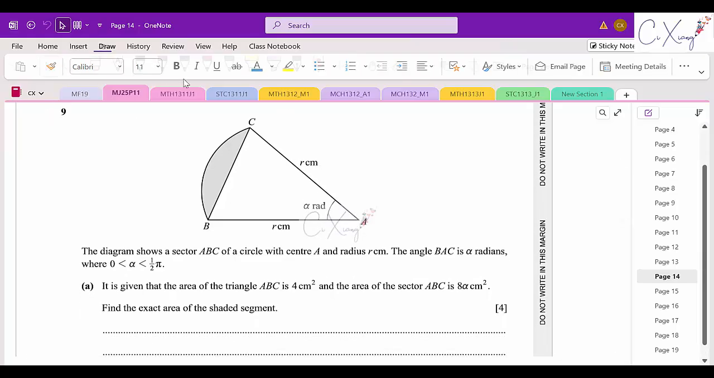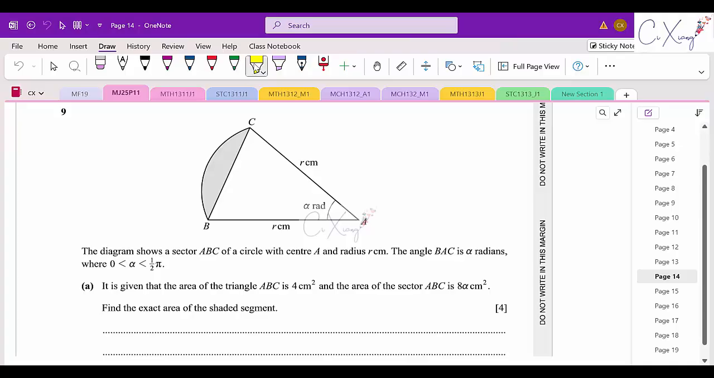We are given a diagram, and it is a sector ABC of a circle, right? The sector of a circle ABC, with center A and radius r. The angle BAC is alpha. So they are trying to explain to us what is given in the diagram. Alpha is from 0 until pi over 2, which is an acute angle.